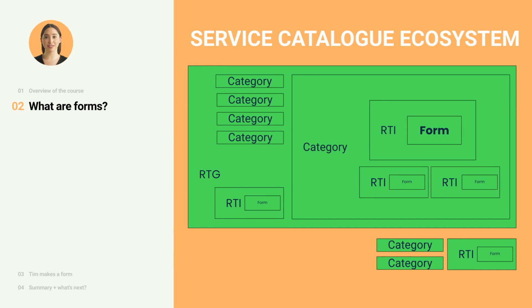This is a diagram of the service catalog ecosystem. It is made up of many elements which you build and attach together to give your clients their own set of services that they can request to help them solve their issues. You will learn about the other elements in later chapters, but for now we will learn about the core of the service catalog, the form.